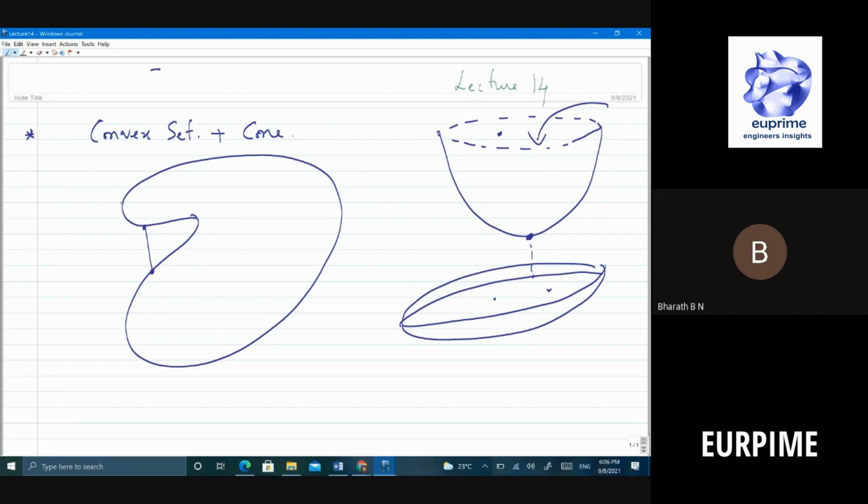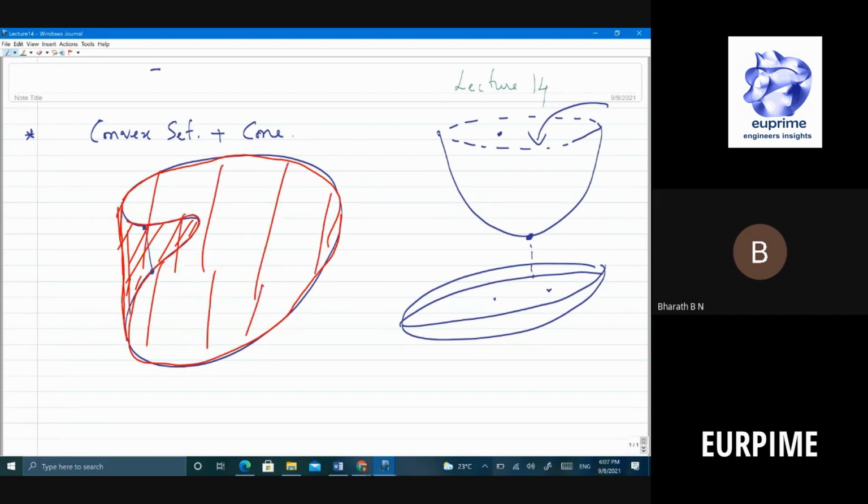All that you have to do is maybe take this line here, connect this, and take all the points here and push that into the set, right? This particular set, this whole thing included, will be a convex body, right? So how do you mathematically define this?